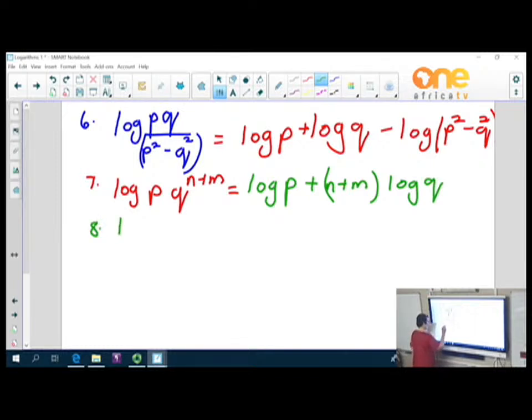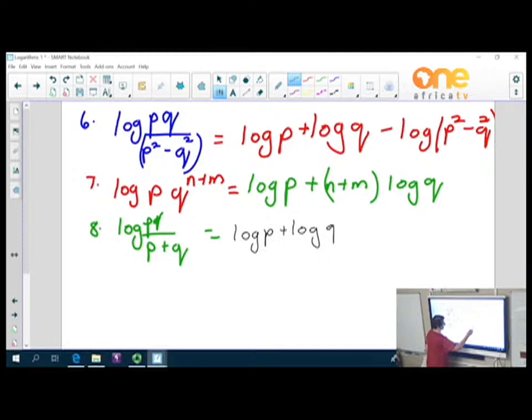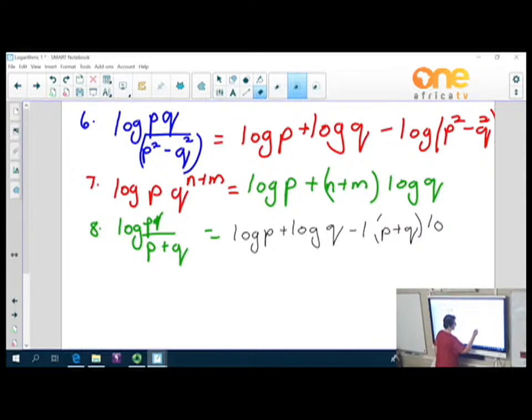Number 8, log PQ over P plus Q. Same thing here. So it will be log P plus log Q. And then because we divide here, minus P plus Q, I will write it in brackets. This is now wrong, the log should be here in front, minus log of P plus Q. I will write it there. So the bracket is there.